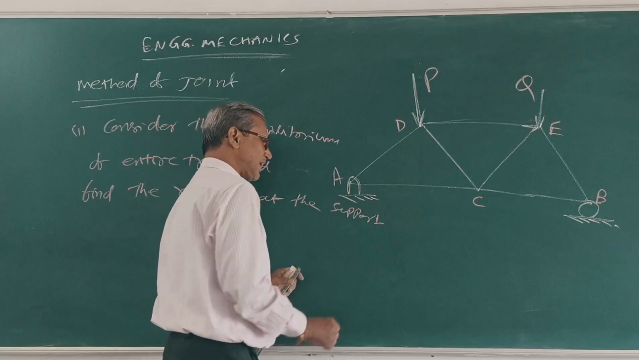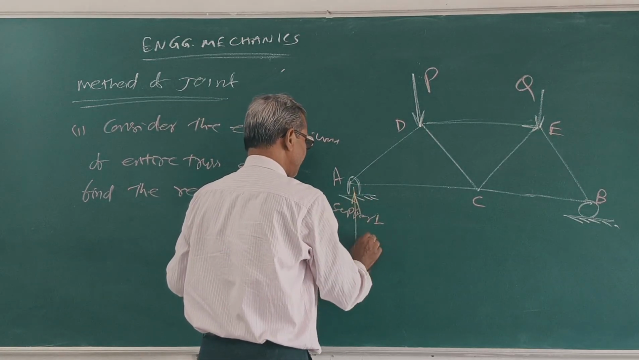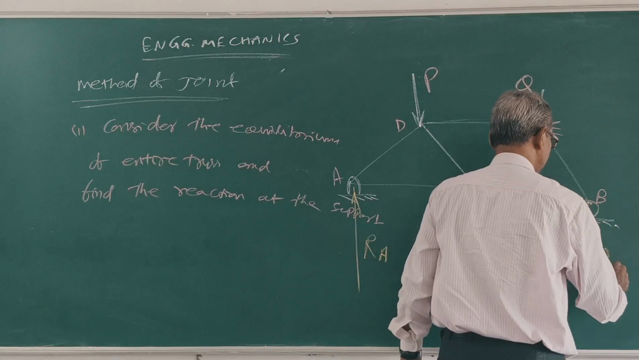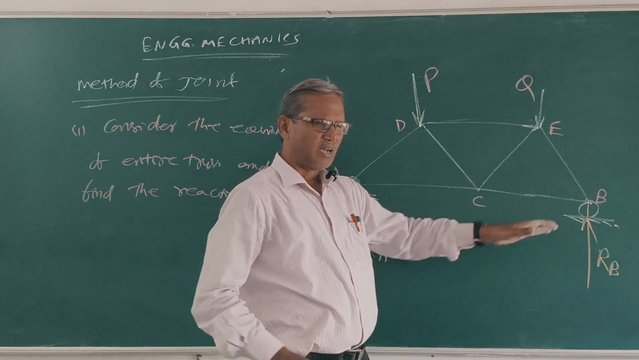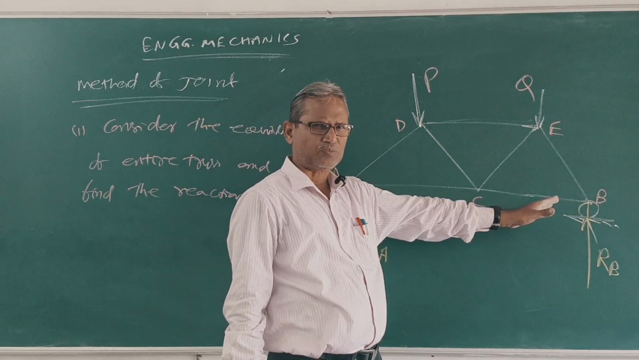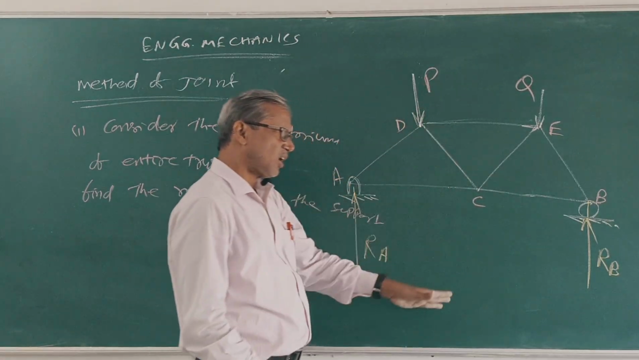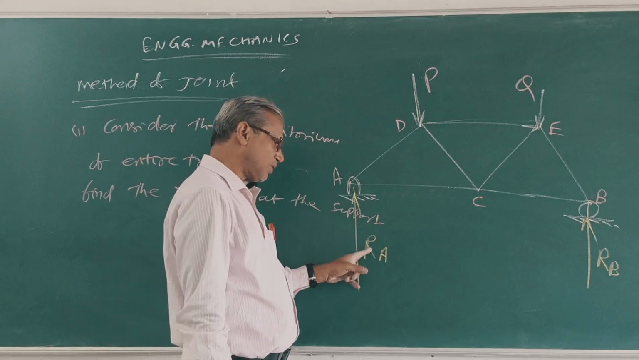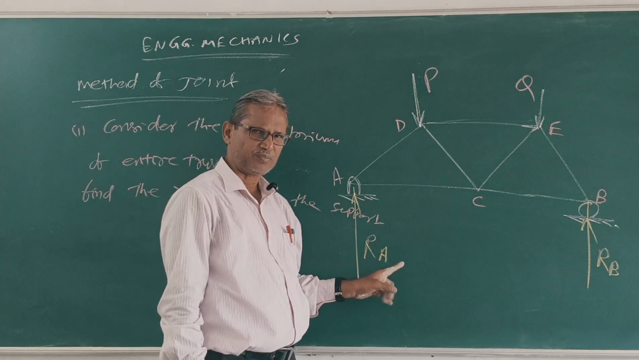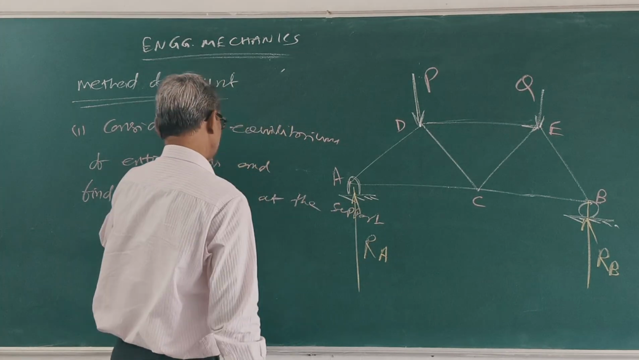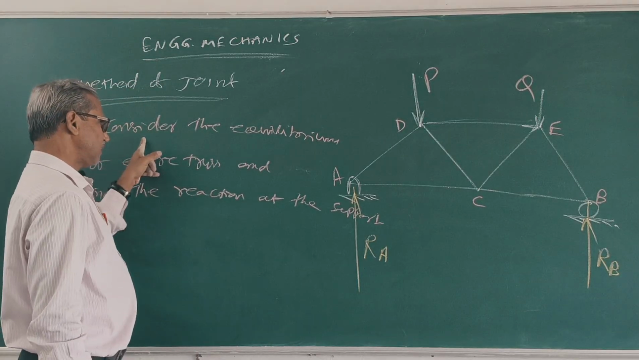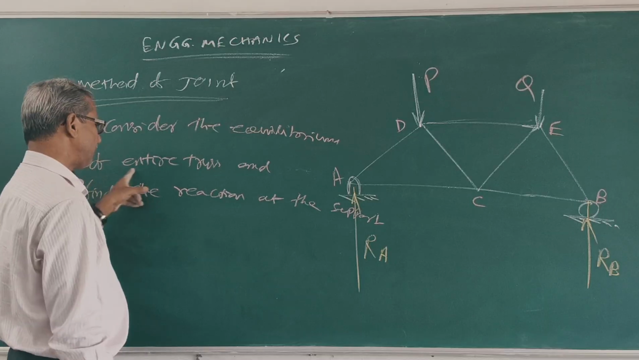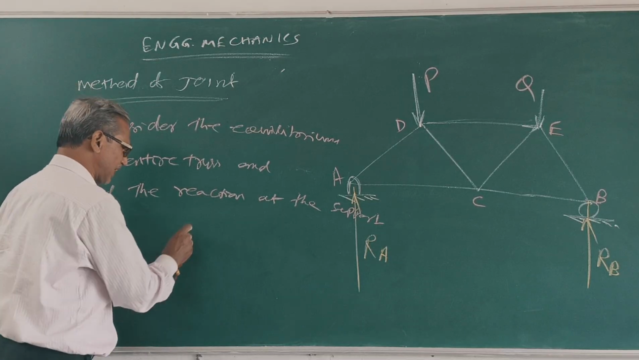What is the reaction? This is reaction RA, this is reaction RB. RB is the normal reaction, roller support. Since all are vertical, this is also vertical. For the hinge support, the reaction RA is also vertical. First process is to consider the equilibrium of the entire truss and find the reaction at the support. What is RA? What is RB?